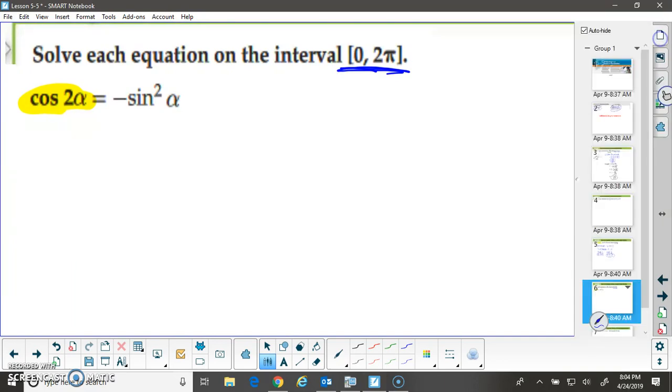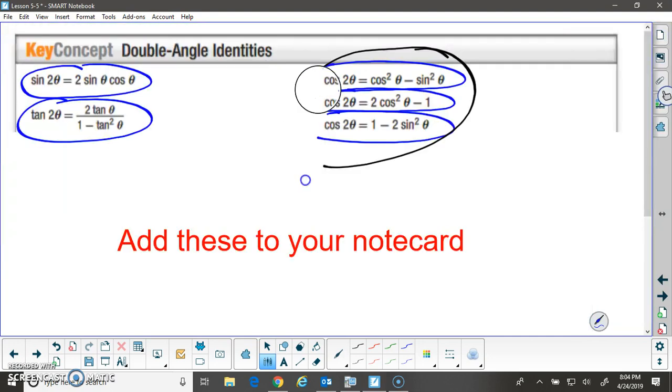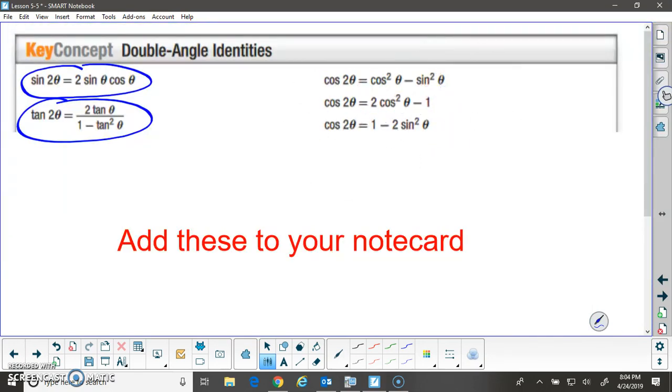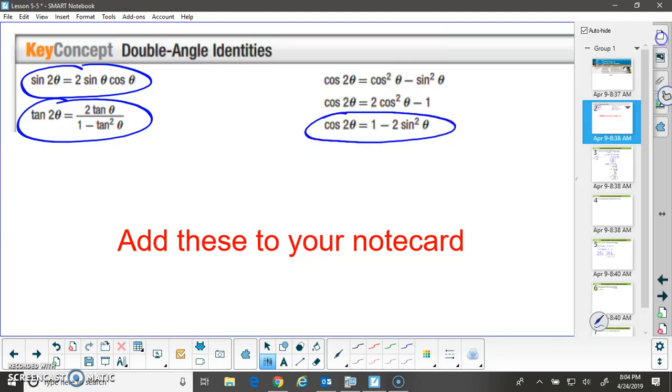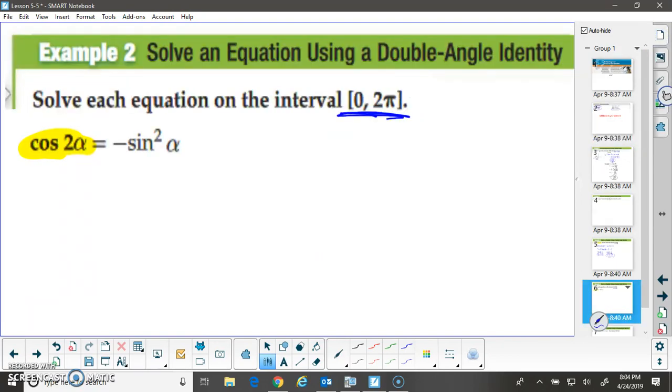Let me go back to those identities again right here. So if I just erase this, I'm going to choose to use this bottom equation because it only has sines. And why am I choosing to use that? Because if you look at the equation, my equation already has a sine squared in it.